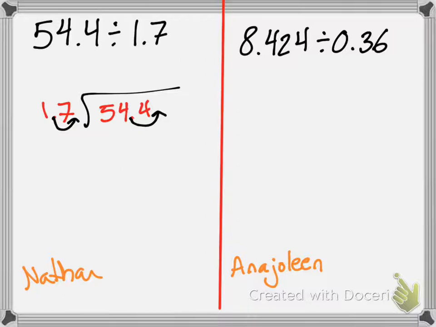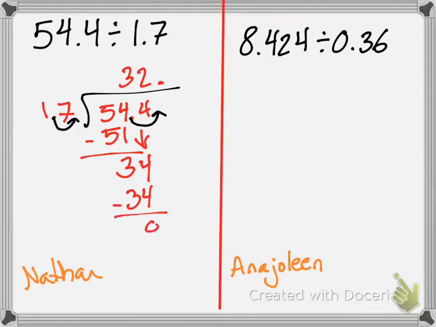Excellent. So how many times does 17 go into 54? Because we know it doesn't go into 5. So how many times does it go into 54? About 3. Perfect. 3. That's 51. We subtract, we get 3. How many times does it go into 34? Perfect. 2 times. That's 34. We get 0. Hey, look, we're done. We just get our answer to be 32.